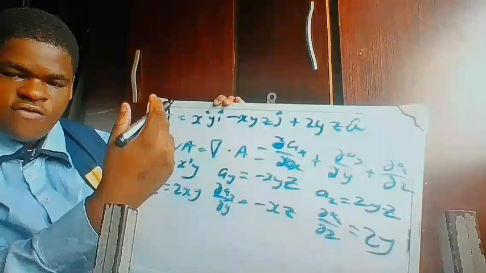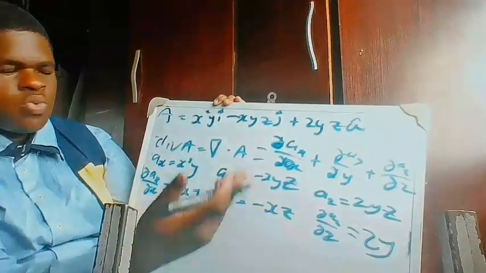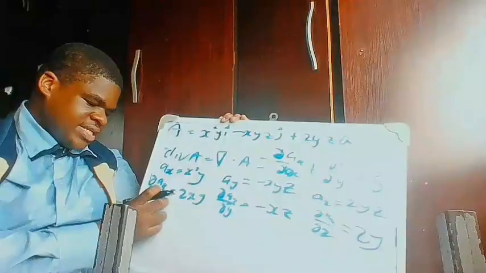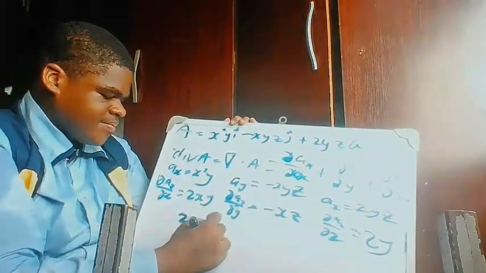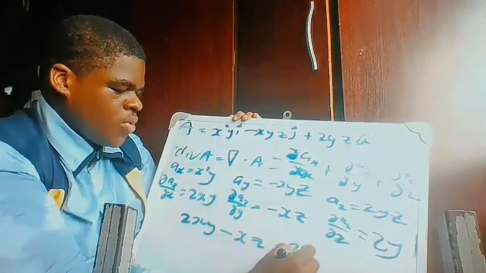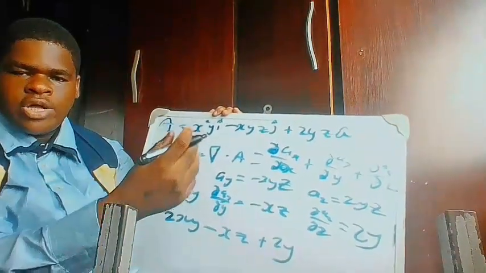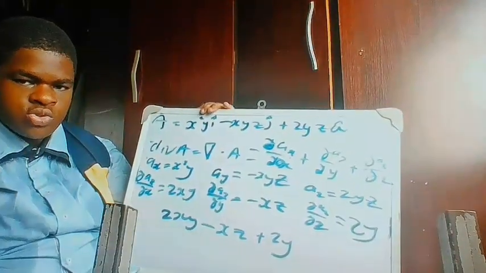So you have partial z over partial z, that is equal to 1. So you just have 2y times 1, which is just 2y. So this is this plus this, and that is 2xy minus xz plus 2y. Now put in that point. They say that point x equals 1, y equals 2, and z equals 3.